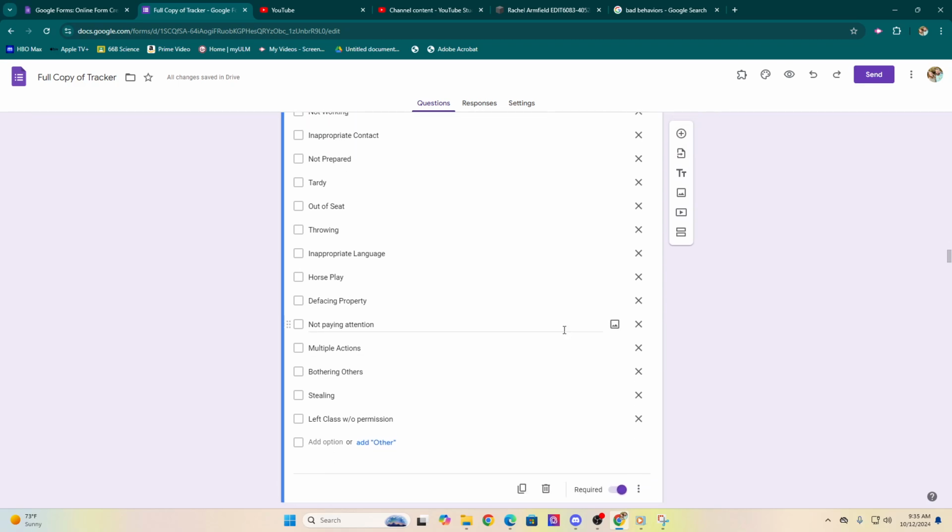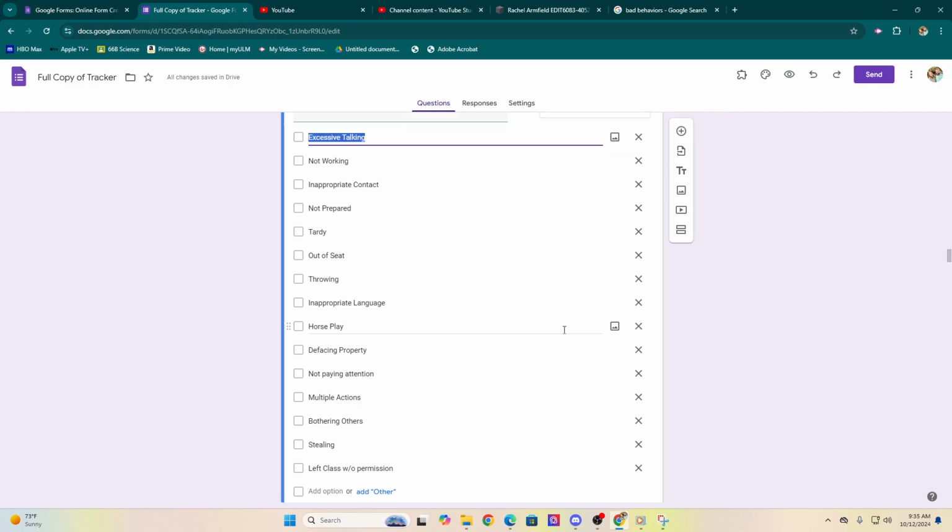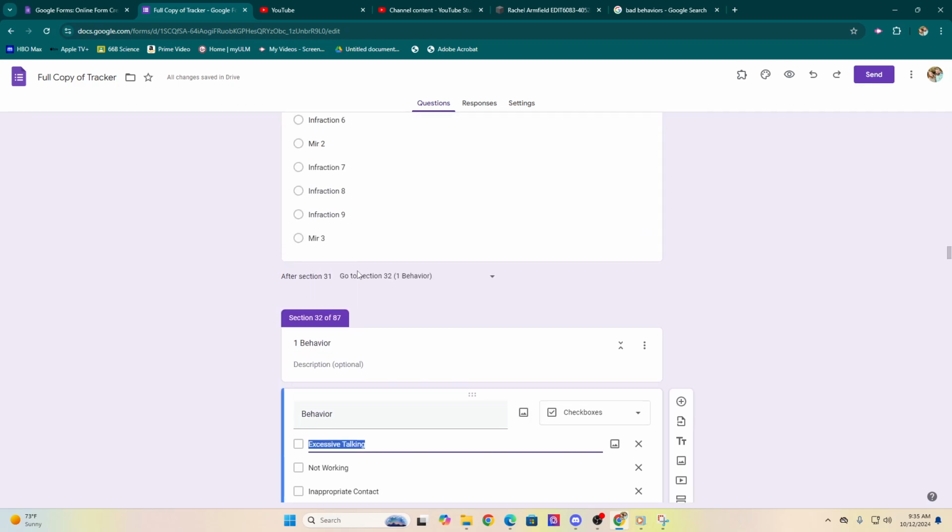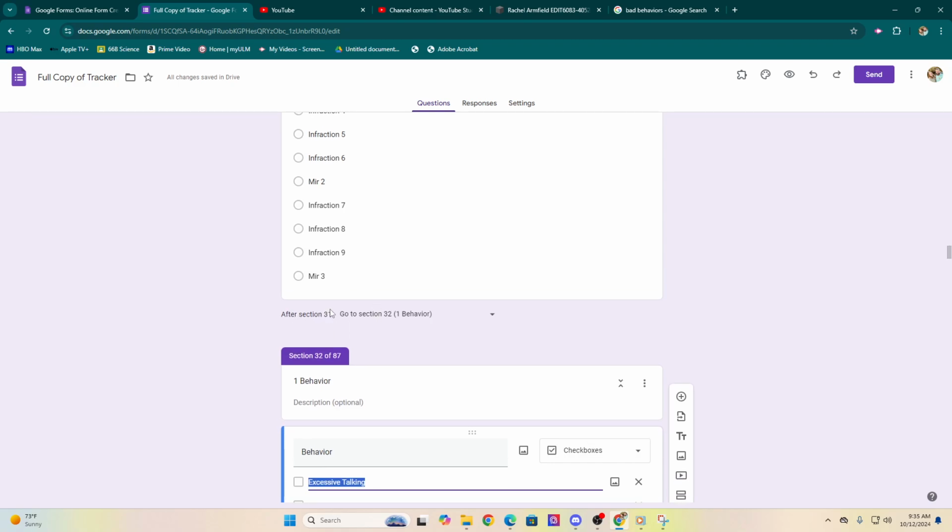So you can customize the behaviors per child according to their behavior plan, but you have to know what number the student is on the list, what number their infraction sheet is, and then what number their behavior sheet is, which you find out by looking, or you set it and then you find out by looking.